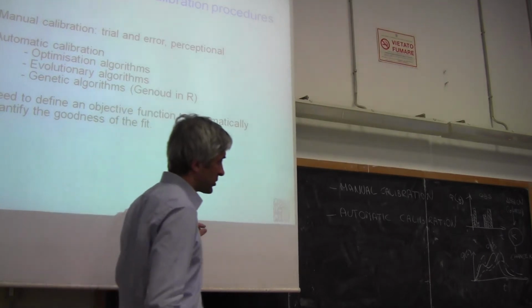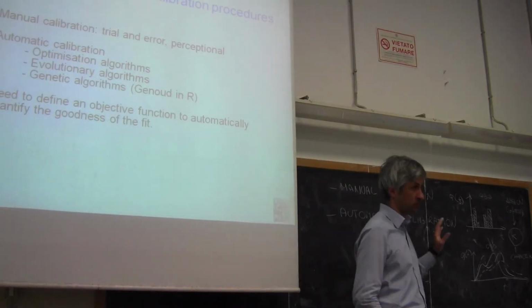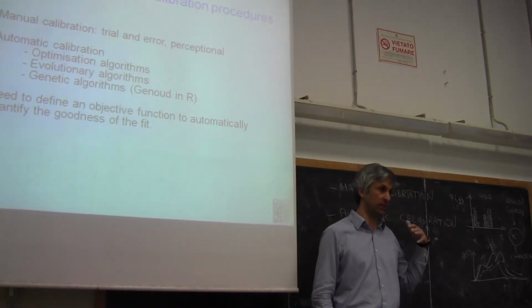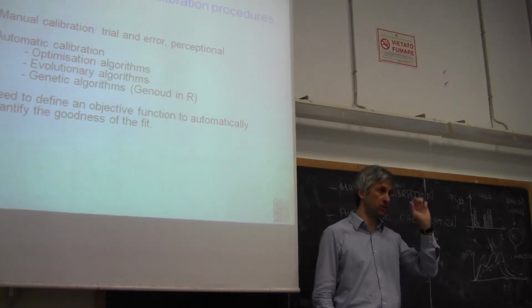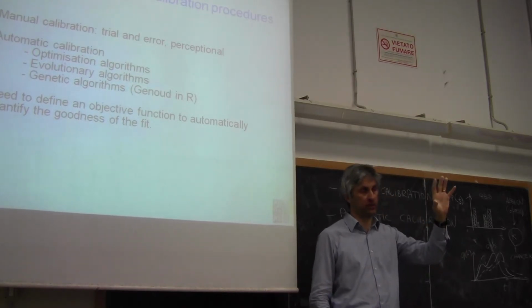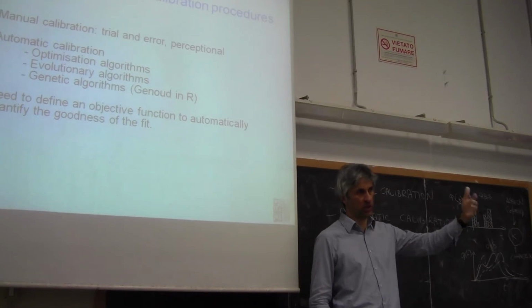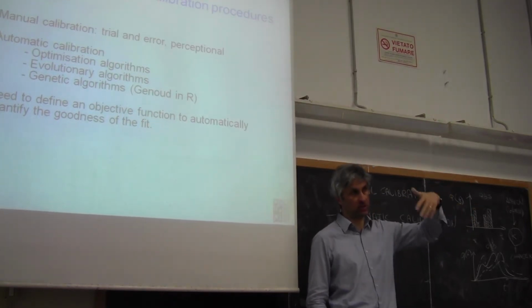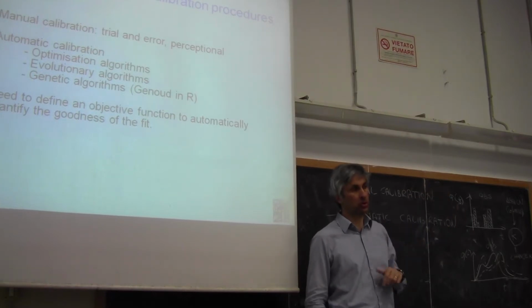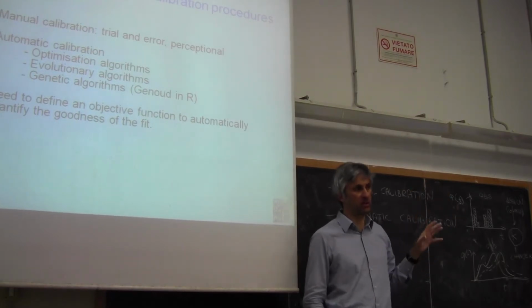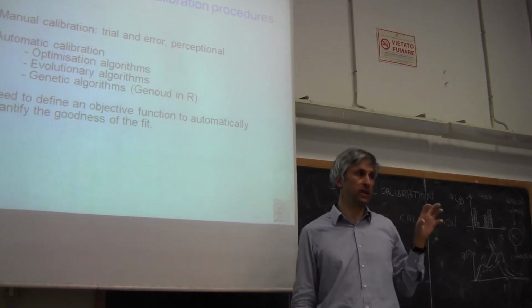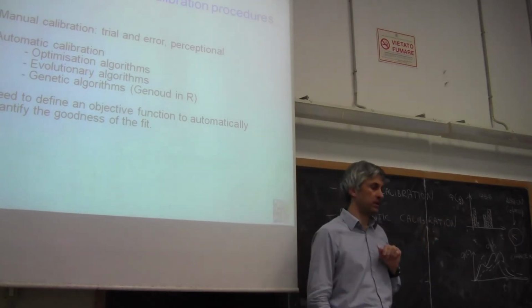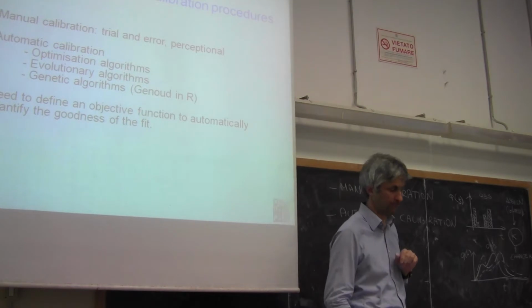Again, manual calibration is driven by visual inspection. So you guess a value of k, and you visualize the resulting hydrograph. If you are not happy, you change k, and then you visualize another hydrograph, and you repeat this until you converge to a hydrograph that makes you happy. And then you retain this k value. This is a trial and error procedure.